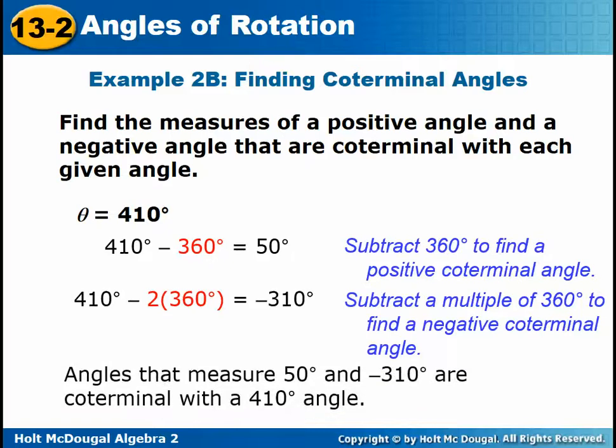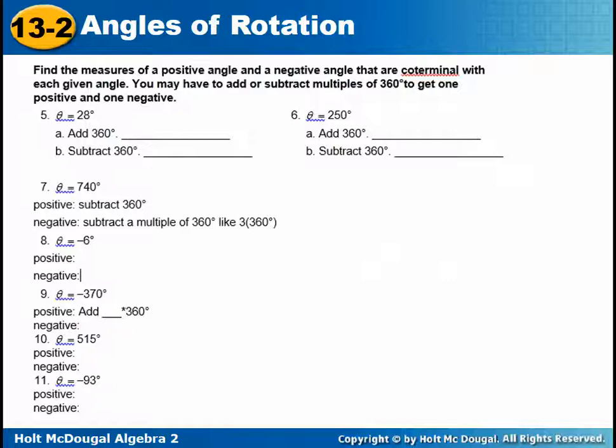So when you do your worksheet, make sure you're getting one positive and one negative, not just always adding 360 and always subtracting 360. Here's the problems from your worksheet. Number 7 is an example where you can actually subtract 360 in order to get a positive value, but you're going to have to subtract multiple 360s in order to get a negative. Like I said, you can try 3 times 360. I don't think 2 times 360 is 720, so if you only subtract 360 twice, you'll still get a positive, so you'll have to keep going.